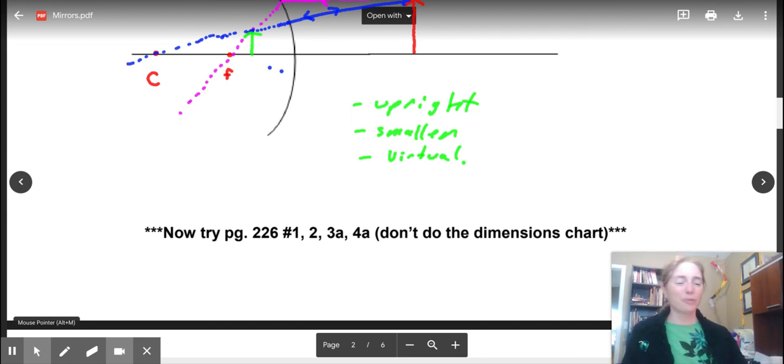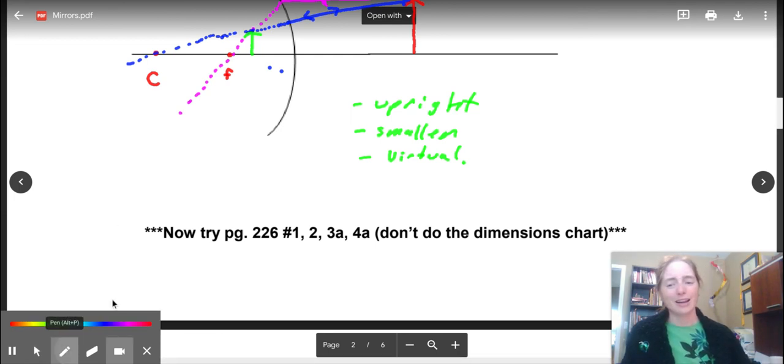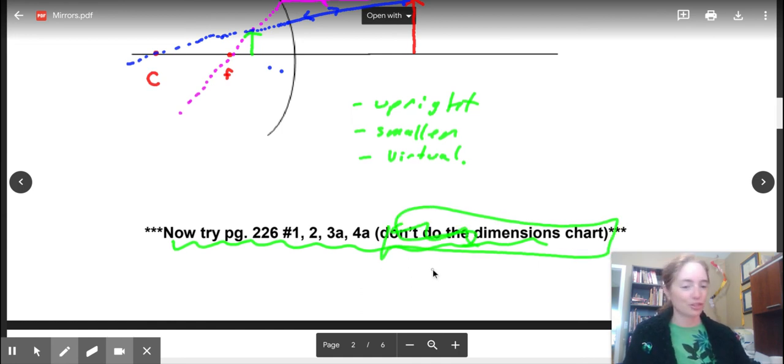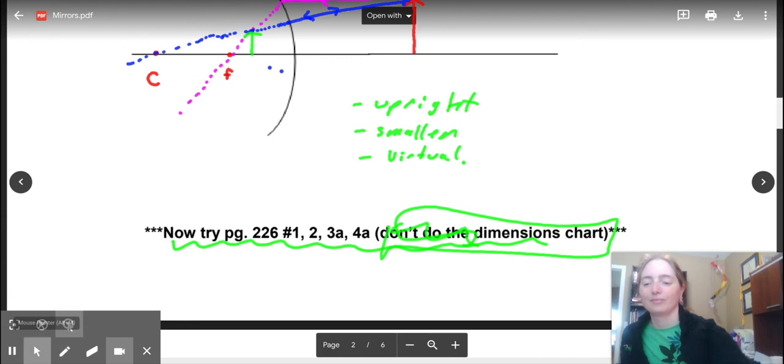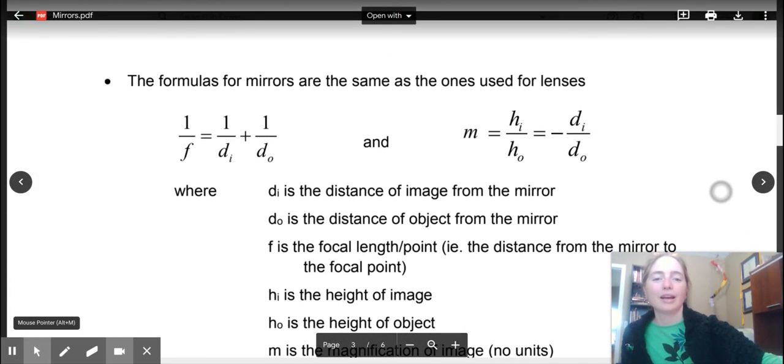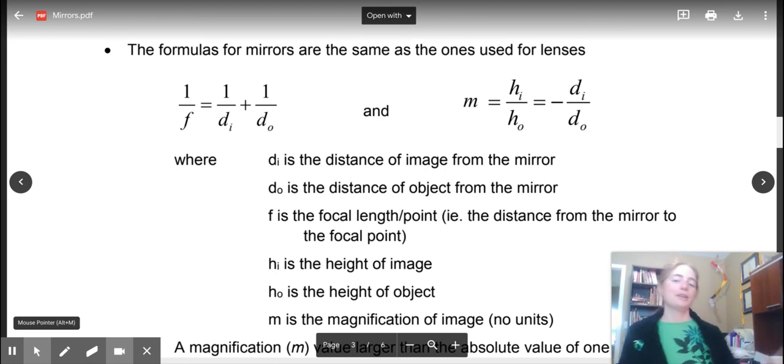And better yet, before you come back and look at the calculations, pause this and do some of these guys, except don't do the dimensions chart. Leave that. Don't do the dimensions chart. All right, pause. See you back soon. Okay, I'm going to assume that you've paused the video and that you've come back and watched it from here. And now we're going to look at our calculations, ladies and gentlemen.